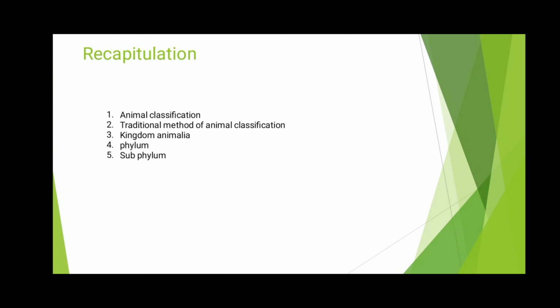Now, the next topic is the traditional method of animal classification. What we have studied here is that the kingdom has been divided into two groups. Which ones? Non-chordates and chordates. Tell me, Sujit, in non-chordate organisms, on which side is their heart present? Dorsal side. And in chordates, their heart is present on the ventral side.